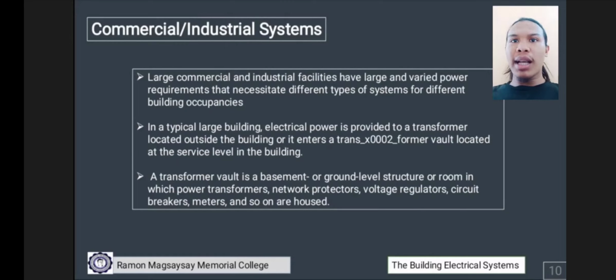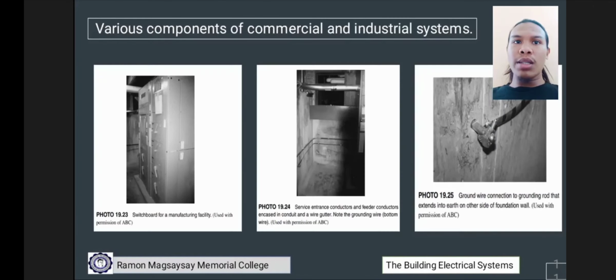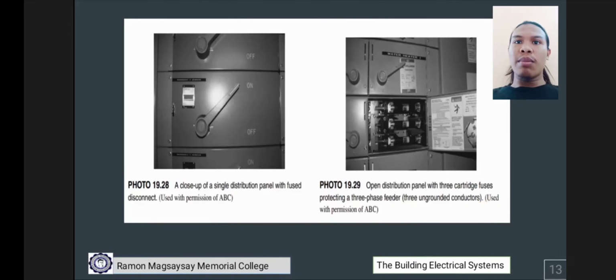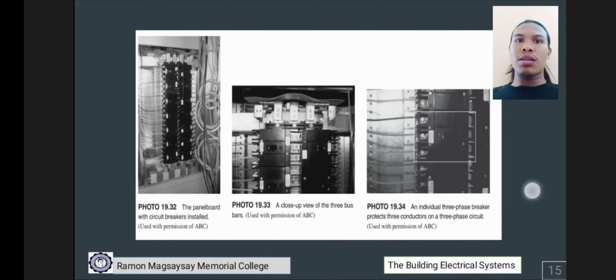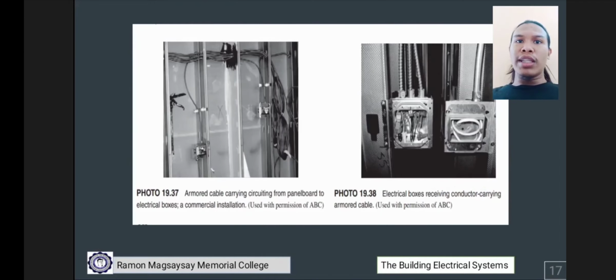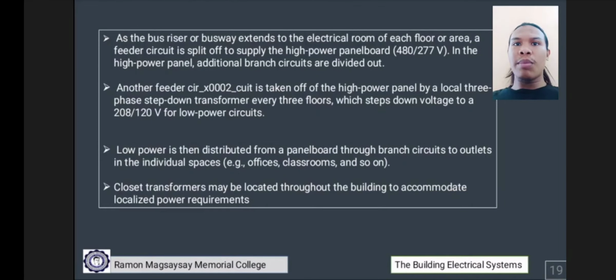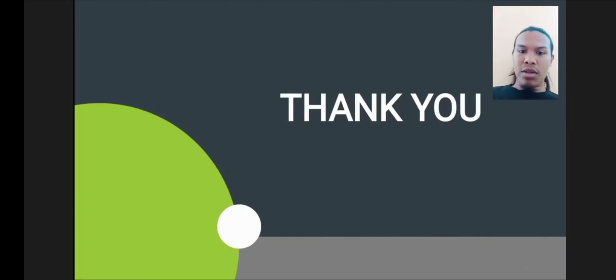This leads to the idea of integrated building electrical systems. They also focus on equipment such as protective relays, fuses, circuit breakers, electrical grounding equipment, the right type of transformers, motors and drives, electrical safety practices, wiring, cabling and wiring devices, and software and apps. So in a typically large building, electrical power is provided to a transformer located outside the building, or it enters a transformer board located at the service level in the building.